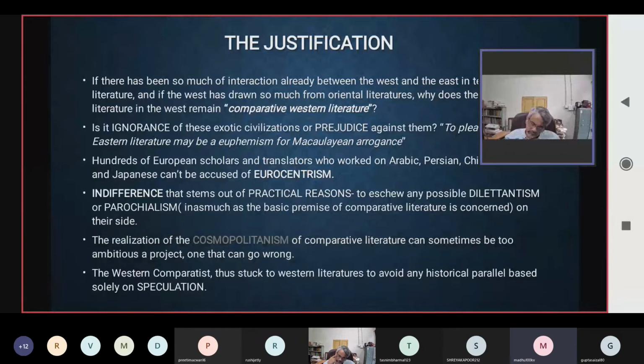one of the basic premises of comparative literature is that you have to have a relation with the people or the culture of the literature that you are studying. So it can't be just an impersonal study of the literature. You have to have a strong relation with the culture and the people. And that was something that they could not boast of. So that might be the reason they hung up their spikes on this one, to avoid any historical parallel based solely on speculation. So they didn't want to just speculate and focus on only that which they know is strongly their forte.